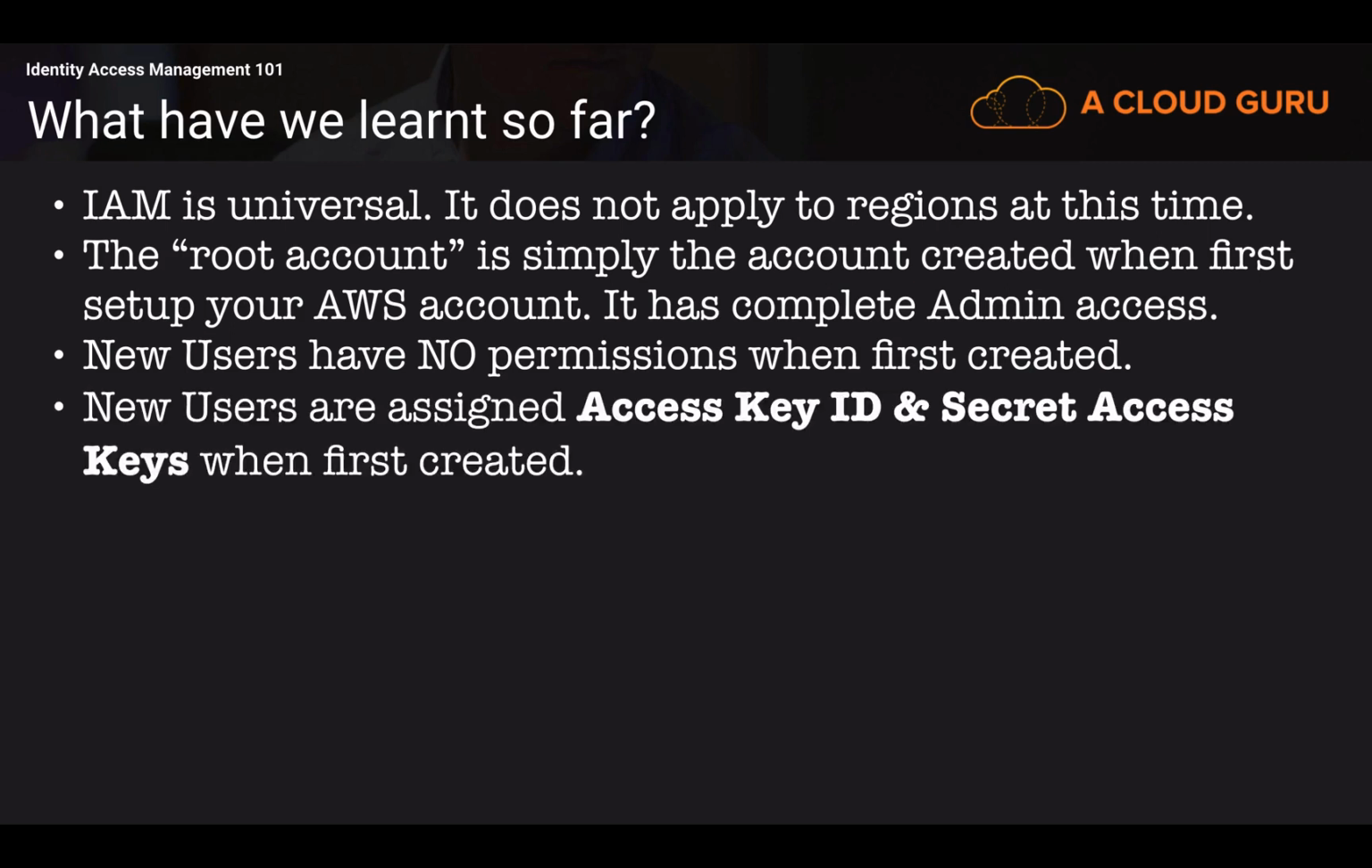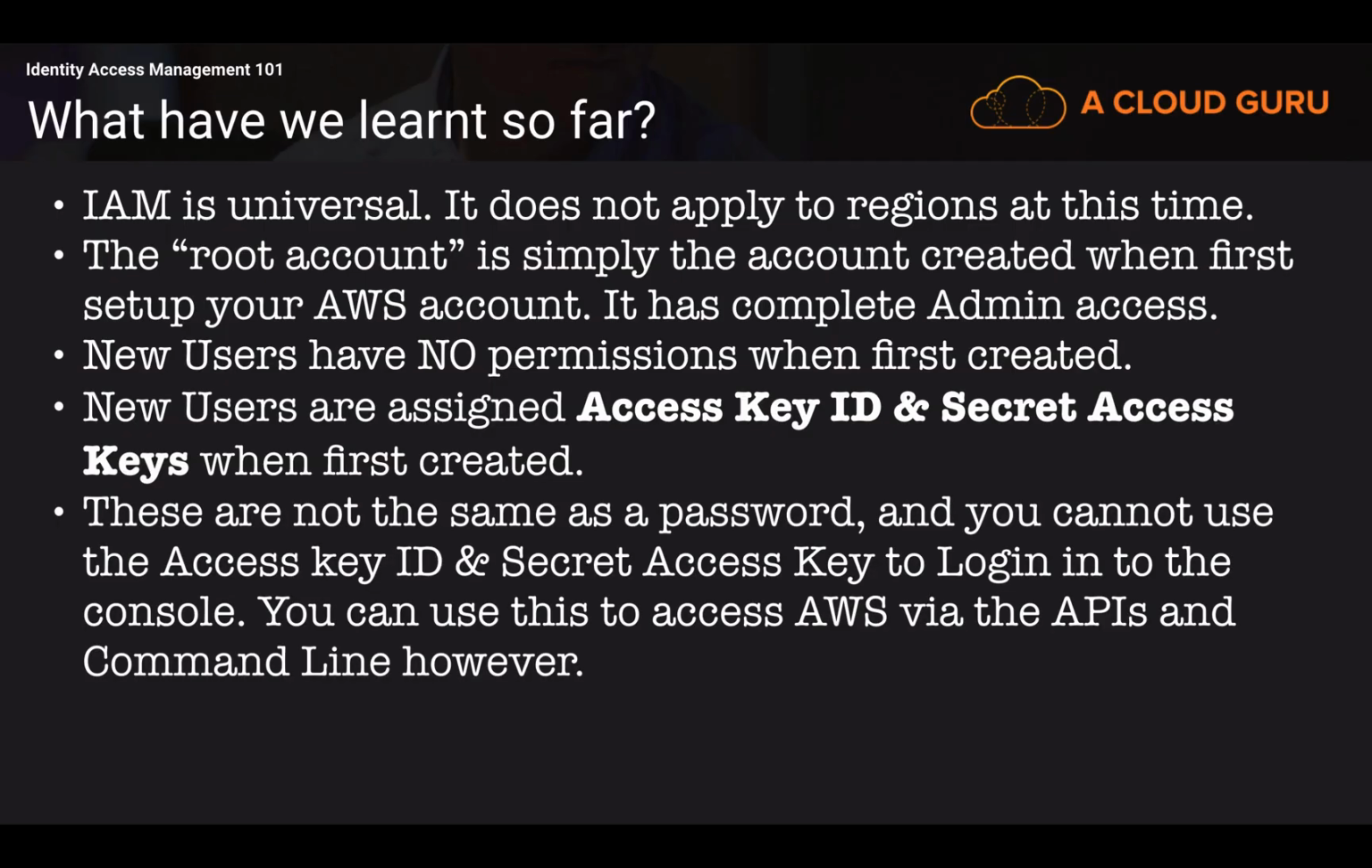We've also learned that new users are assigned an access key ID and a secret access key when first created, and that's what we downloaded in our CSV file. It's really important not to confuse them with passwords. You can't use your access key ID and your secret access key to log into the AWS console. That's why we then went on to create a password for our users. What you can use the access key ID and secret access key for is to communicate with AWS, either via the command line, or using the SDKs or the APIs, and then you pass those credentials to AWS. But you can't use those credentials to log into the console.